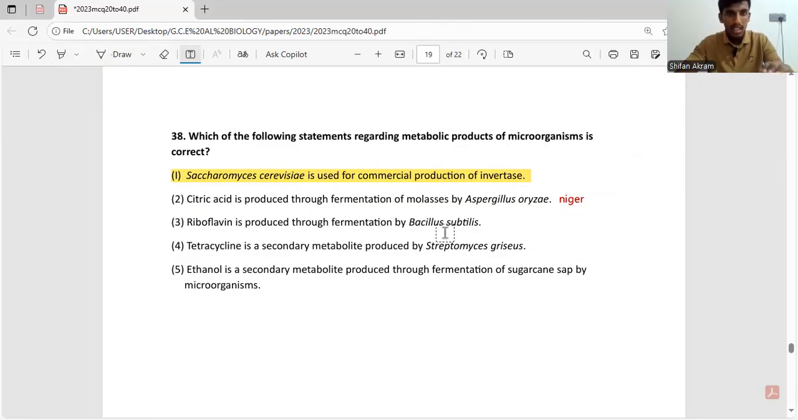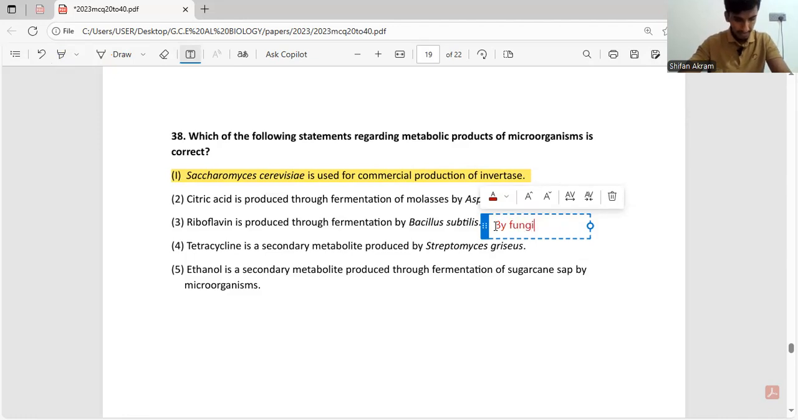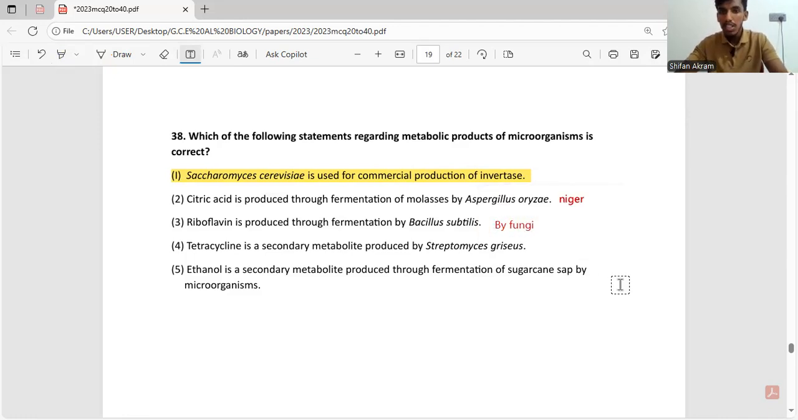Then third one, riboflavin, which is vitamin B2, is produced through fermentation by Bacillus subtilis. Riboflavin is produced by fermentation by fungi. Bacillus subtilis is usually involved in the fermentation to produce amylase. Okay, always remember that. Bacillus subtilis, amylase. Riboflavin is produced by fermentation by fungi.